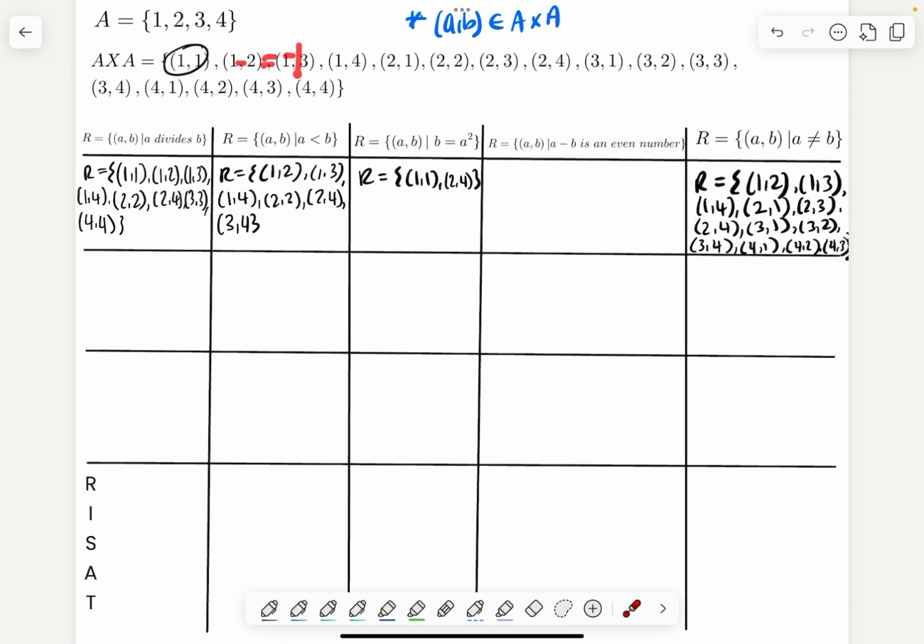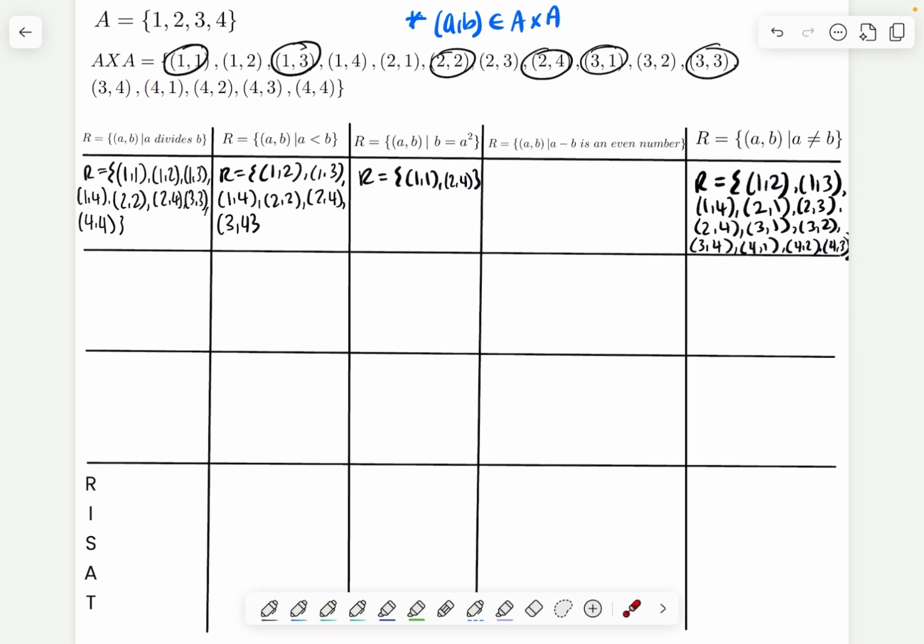1 minus 2, that's negative 1, is that even? No. 1 minus 3, that's negative 2, is that even? Yes. 1 minus 4, that's negative 3, is that even? No. 2 minus 1, that's 1, is that even? No. 2 minus 2, that's 0, is that even? Yes. 2 minus 3, that's negative 1, is that even? No. 2 minus 4, that's negative 2, is that even? Yes. 3 minus 1, that's 2. Is that even? Yes. 3 minus 2, that's 1. Is that even? No. 3 minus 3, that's 0. Is that even? Yes.